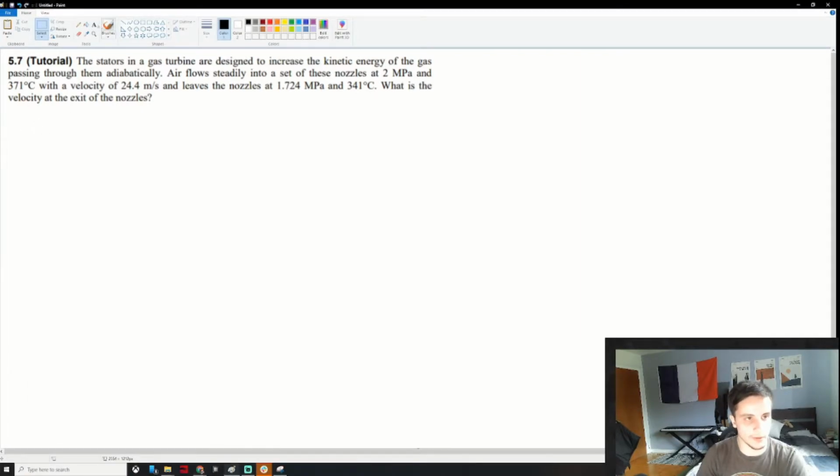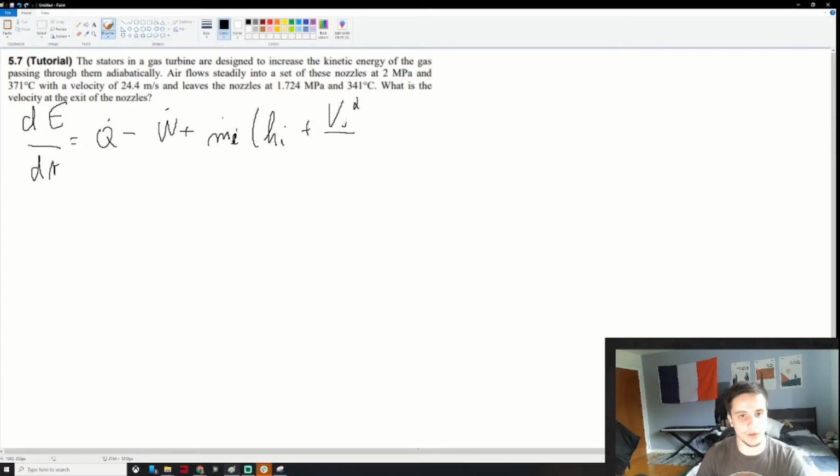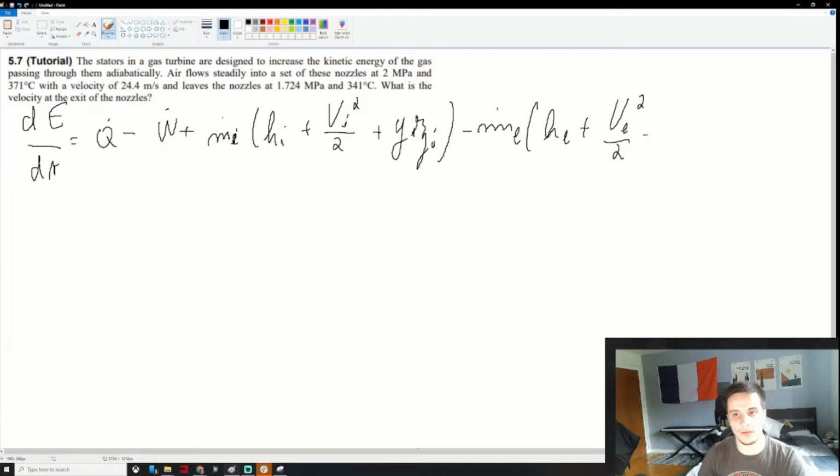Write it fully down. Oh, yeah, select the brush. There we go. Write it fully down. dE divided by dt is equal to Q minus W dot plus mass flow rate initial, specific enthalpy initial, velocity squared over 2 initial, potential energy initial, and minus the exact same thing, but at the exit: g VE squared divided by 2 plus g E. There we go.